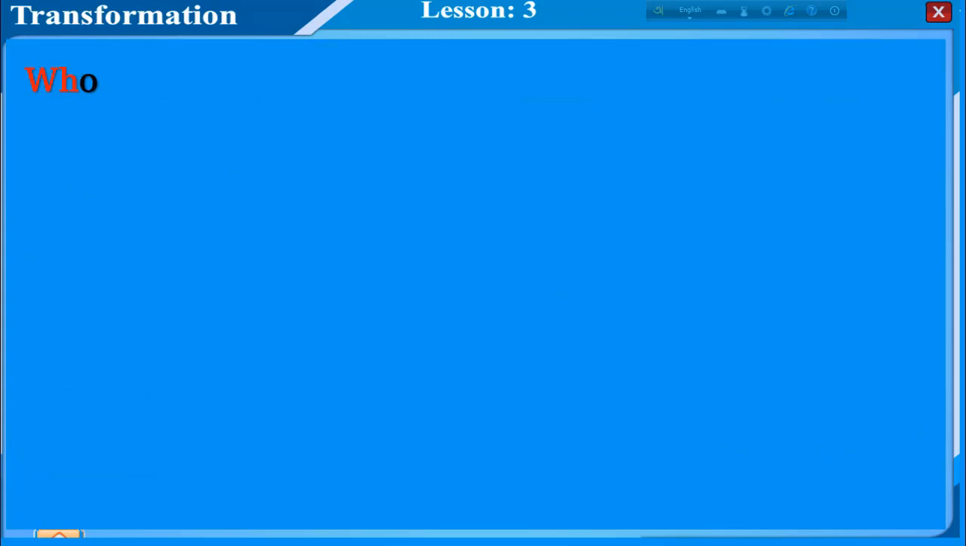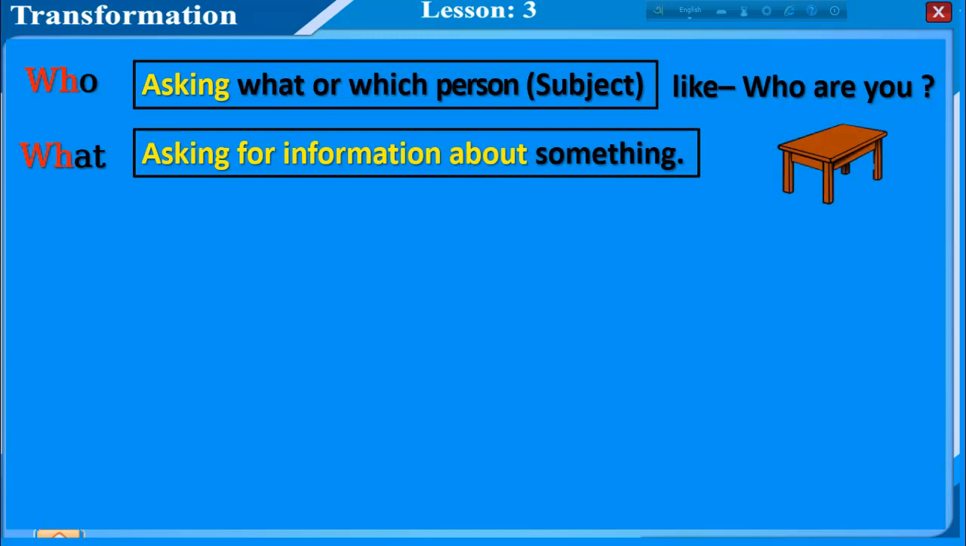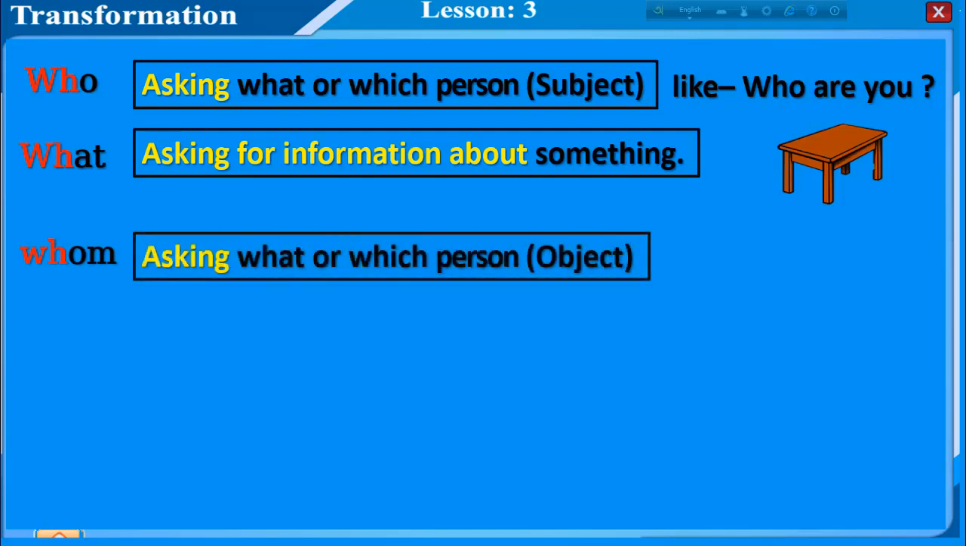Okay, then next one is who, asking what or which person, but remember it's all the time indicate the subject. For example, who are you? You is a subject here. The word what is asking for information about something, suppose television, table, chair, etc.